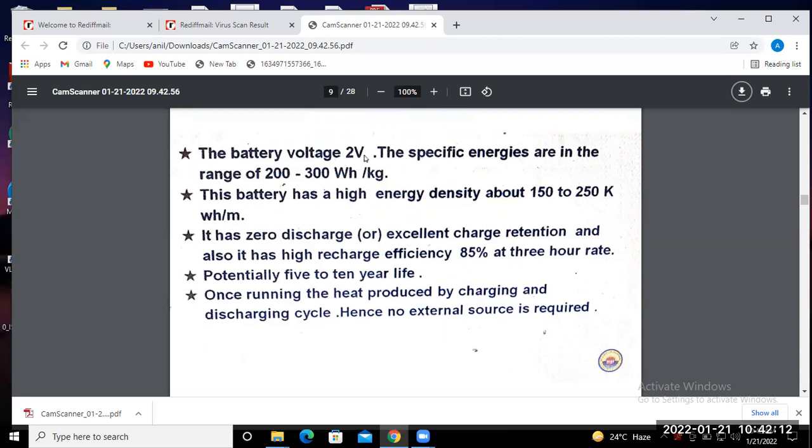You may find out, okay, so you may use this type of battery for up to 5 to 10 years. Once running, the heat produced by the charging and discharging cycle means no external source is required after that.